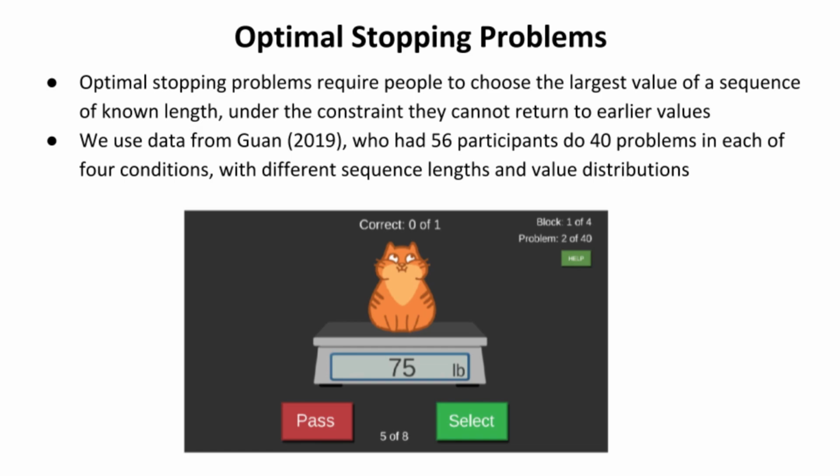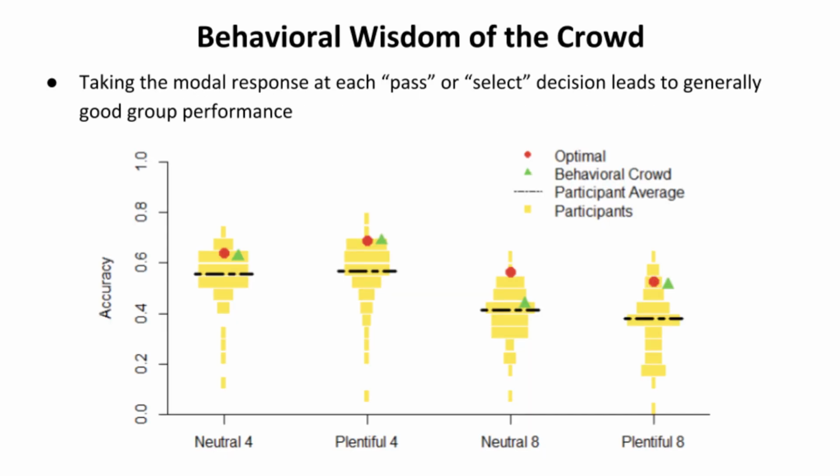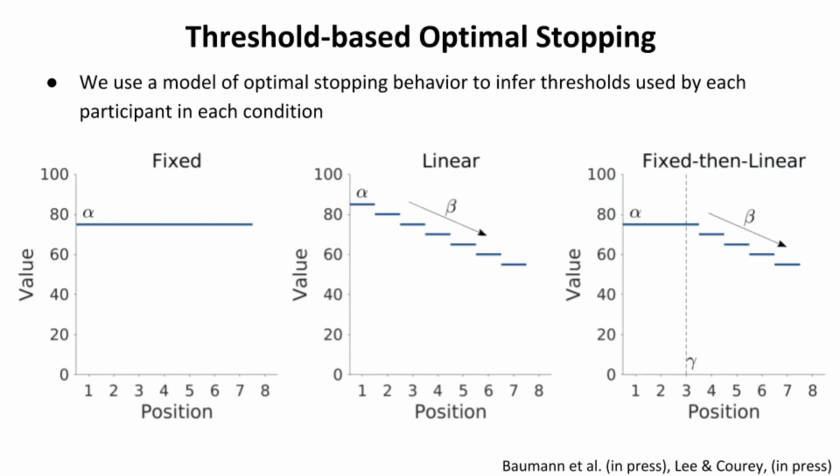We consider data from the same Guan 2019 studies that had 56 people do 40 optimal stopping problems in each of 4 conditions. Those conditions varied the length of the sequences and the distributions from which the values were drawn. The behavioral wisdom of the crowd approach here is simply to work your way through the sequence and, as the crowd, take the first value that the majority of individuals chose. You can see the performance here for each of the 4 conditions. This performs relatively well. It's up around optimal and among the best performing individuals in 3 out of the 4 conditions. Despite this good performance, we still considered a model-based approach so that we could generalize to new problems.